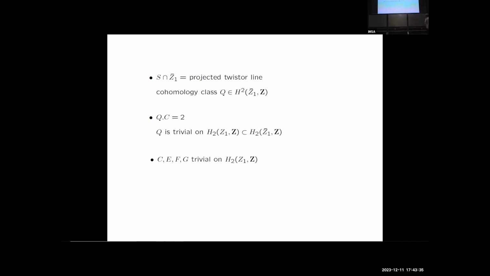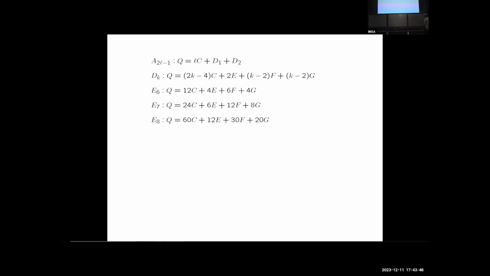Well, you just try, if you like. We know that C, E, F, and G are trivial on H2. And so you just try a linear combination of C, E, F, and G which satisfies these constraints, and this is what you get. So these are divisor classes which have the property we want: the intersection with C is equal to 2, and the intersection with all the others is equal to 0.